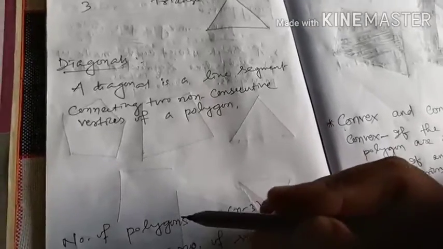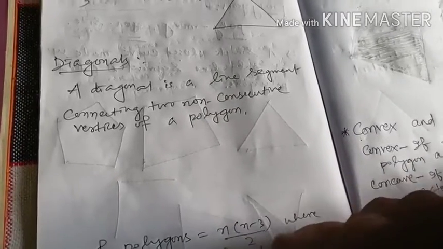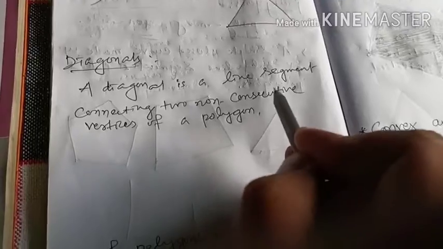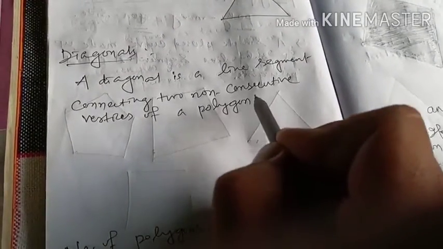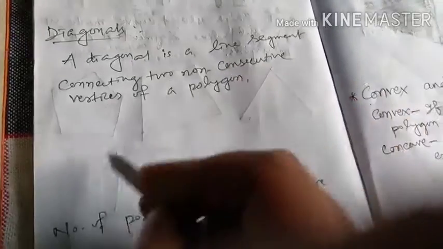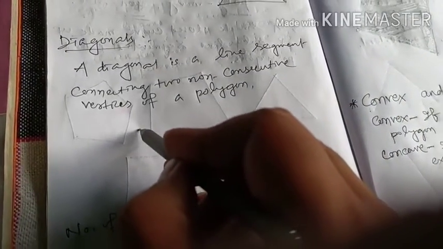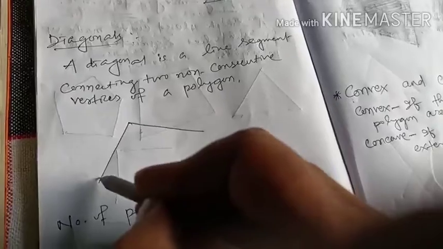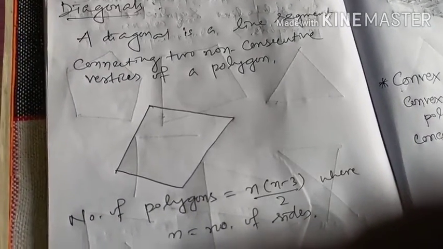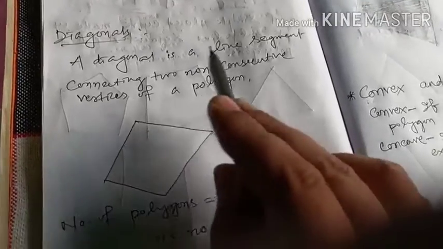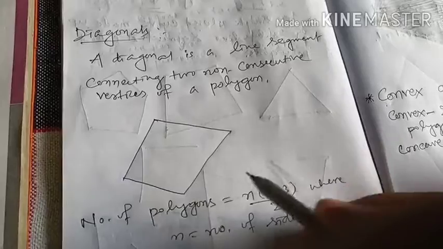Next, let us discuss what a diagonal is. What is a diagonal actually? A diagonal is a line segment connecting two non-consecutive vertices of a polygon. Let us take an example of a polygon with 4 sides, a quadrilateral. A diagonal is a line segment connecting two non-consecutive vertices.